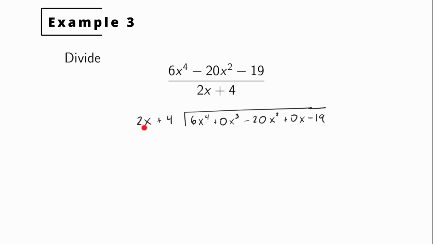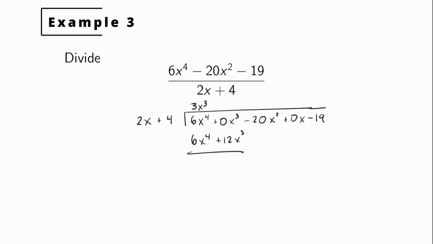So what do we multiply 2x by to get 6x to the fourth? We would multiply it by 3x cubed. Okay, and now we multiply each term in this divisor by 3x cubed, and we get 6x to the fourth, and we get plus 12x cubed. And you see now, we line up x cubed here and here. If we didn't have this term, this would be underneath the x squared term, which we cannot combine those terms together. So this works out nicely for us.